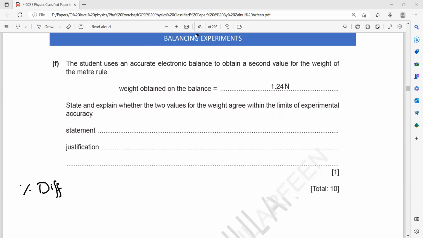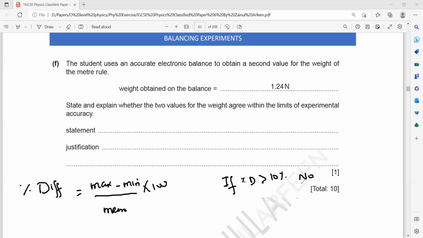The percentage difference is equal to maximum minus minimum divided by the mean, or the average, into 100. That's the formula for percentage difference. If your percentage difference is more than 10%, you will say no, the values are not equal. But if the percentage difference of the two values is less than or equal to 10%, yes, we will say the two values are equal.